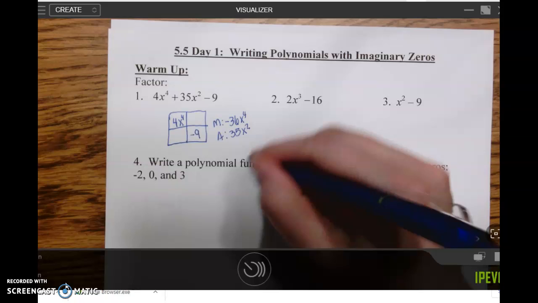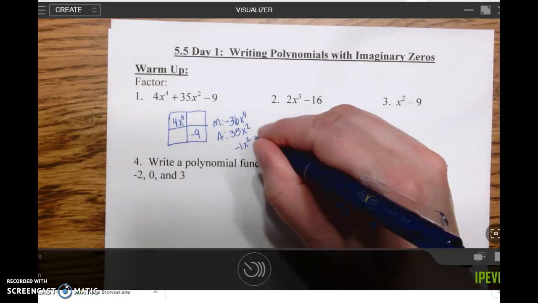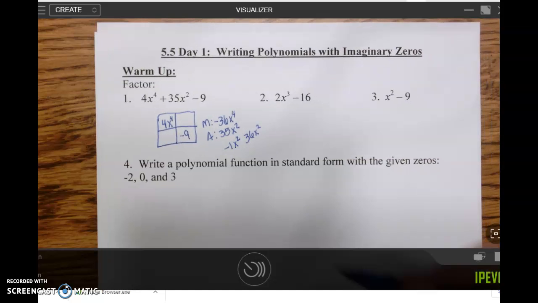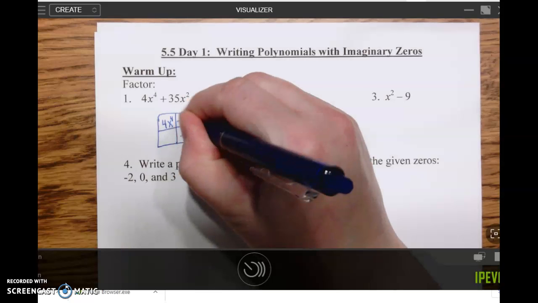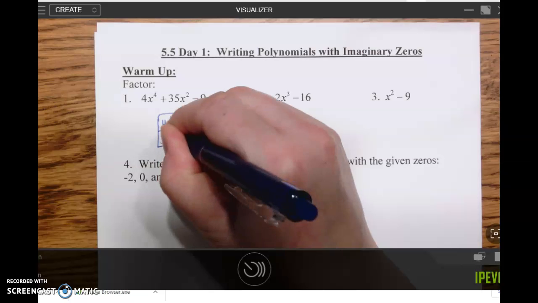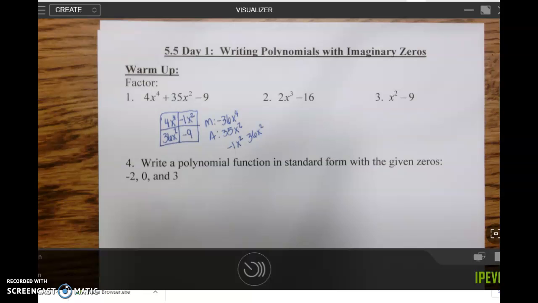And so if I use a negative 1x squared and a positive 36x squared, those factors multiply to be negative 36x to the fourth and add to be 35x squared. And so I'm going to put the negative 1x squared in one of the boxes and 36x squared in the other. And it doesn't matter which one goes where. And then I'm going to take out the greatest common factor.